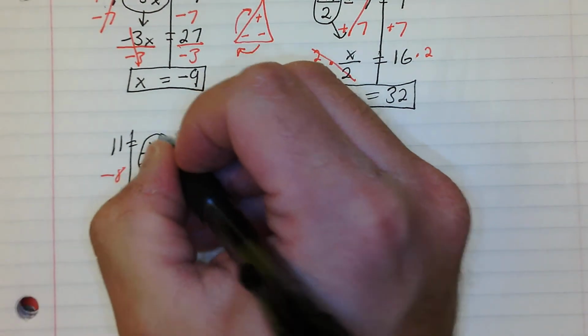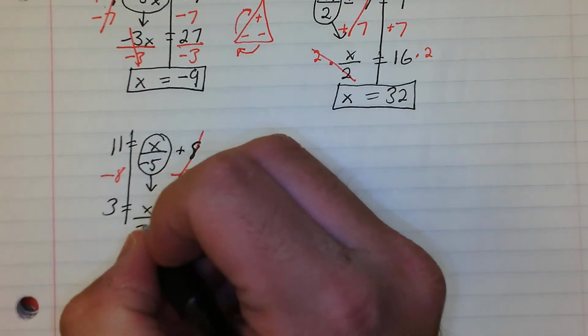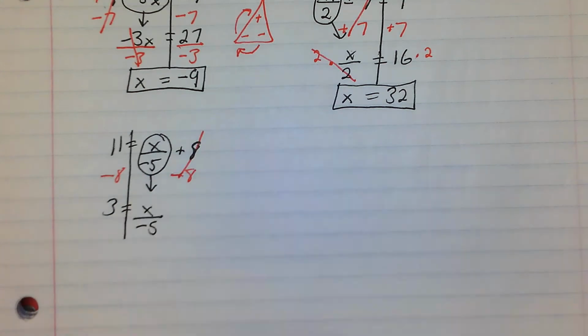And I'm going to bring the x divided by negative 5 down. And I have to bring the entire fraction down. I can't just bring a little bit of it down.